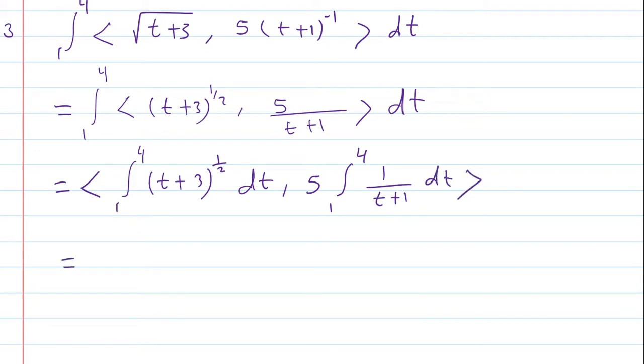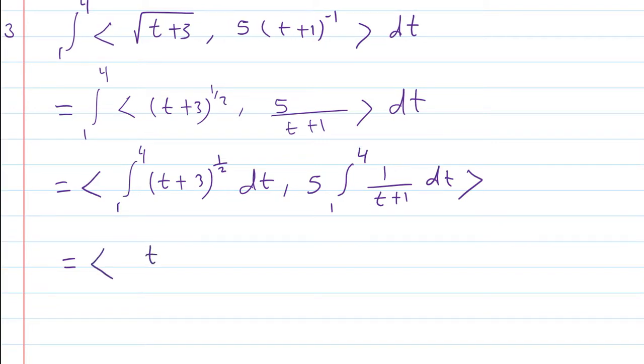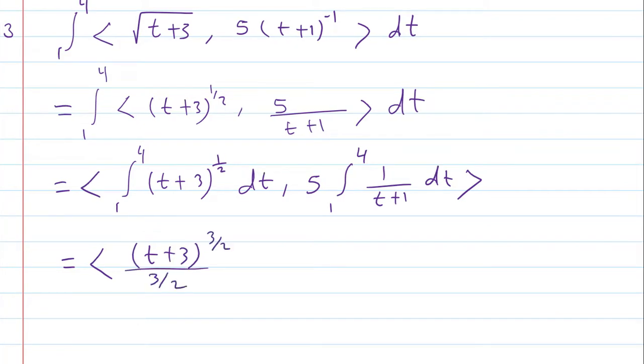For the first component, we can evaluate this integral using the power rule of integration. So we have t plus 3 to the power 3 over 2 divided by 3 over 2. And here we don't have any constants since it is a definite integral, so we are going to substitute from 1 to 4. For the second integral, we have 5 ln absolute value of t plus 1. And here as well, we are going to substitute from 1 to 4.